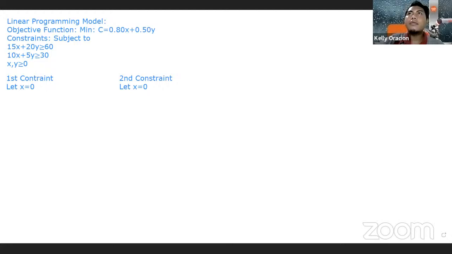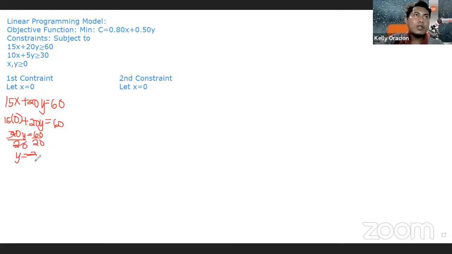Let's solve our equation. First constraint, 15x plus 20y. We need to change it into equal. Let x is 0. So you have 20y is equal to 60. Divide both sides by 20. So y is 3. So we can create an ordered pair or point: 0, 3.